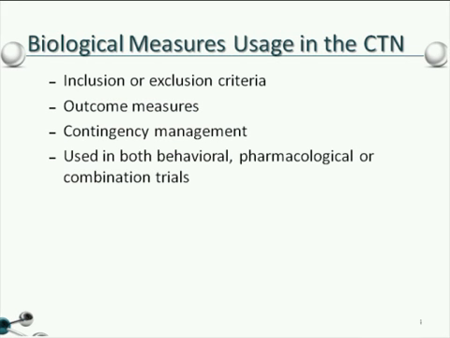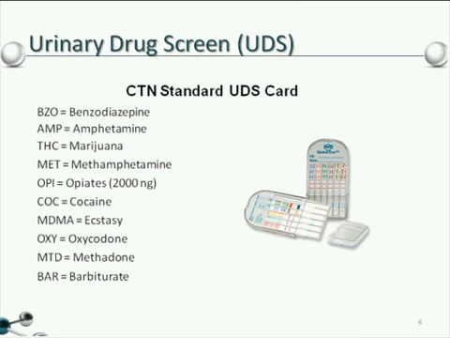So the first type of testing I'm going to go over is the urine testing. With urine testing, there's urinary drug testing and urine adulterant testing. So the standard UDS card that we use in the CTN captures 10 different key drugs. These drugs being benzodiazepine, amphetamine, marijuana, methamphetamine, opiates at a 200 nanogram threshold, cocaine, MDMA, ecstasy, oxycodone, methadone, and barbiturates.